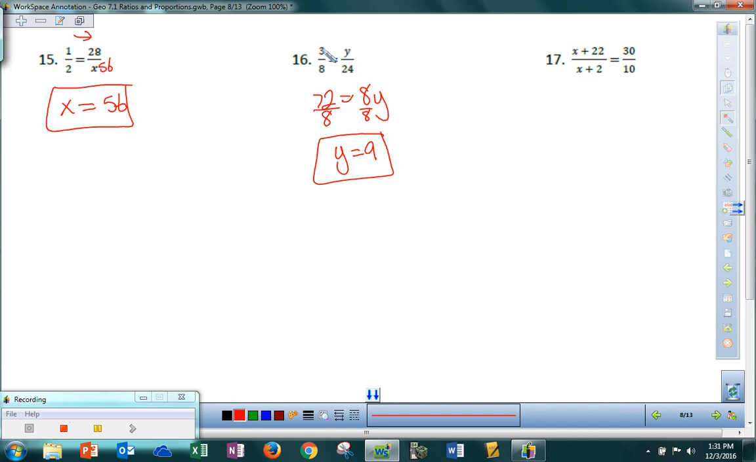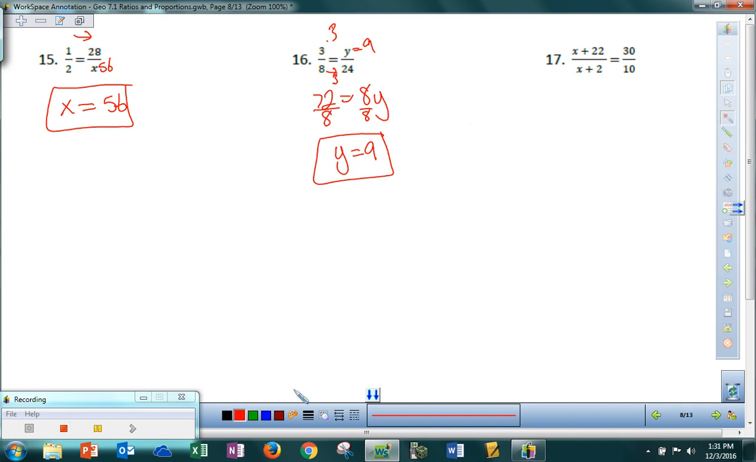Same concept works here. We don't know how to get from 3 to y, but if you look at the bottom, 8 times some number would get you to 24. That some number is 3. So if we multiply by 3 on the bottom, we should do that same thing on the top, and 3 times 3 is 9, which we got using that cross multiplication. So if you can see that pattern, you don't necessarily have to use this process to solve.